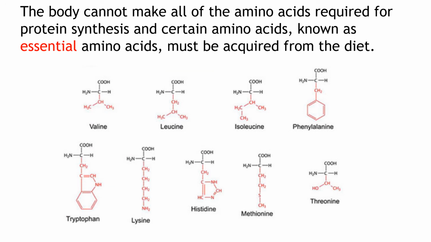Our body can't make all the amino acids required for making all the proteins in our bodies, as well as other amino acids which have different functions. So what we need to do is acquire them from our diet. These amino acids that we have to obtain from our diet are known as essential amino acids. So to summarize, essential amino acids are amino acids our body can't make. Therefore we have to get these acids into our body from our diet.